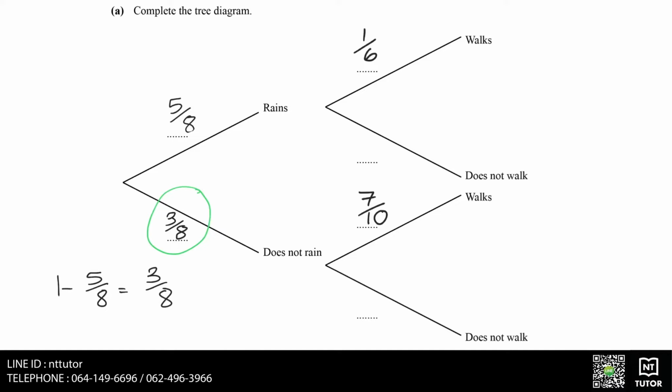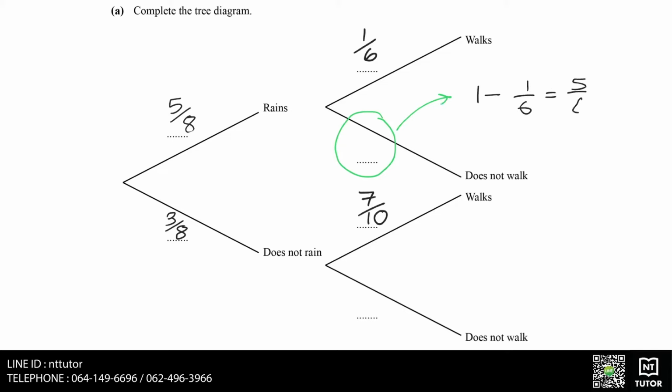The same applies to the other two empty spaces we have in our tree diagram. Every time it splits, the probability needs to add up to 1. Since we only have 2 choices in each split, the other probability must be 1 minus the probability of the existing one.